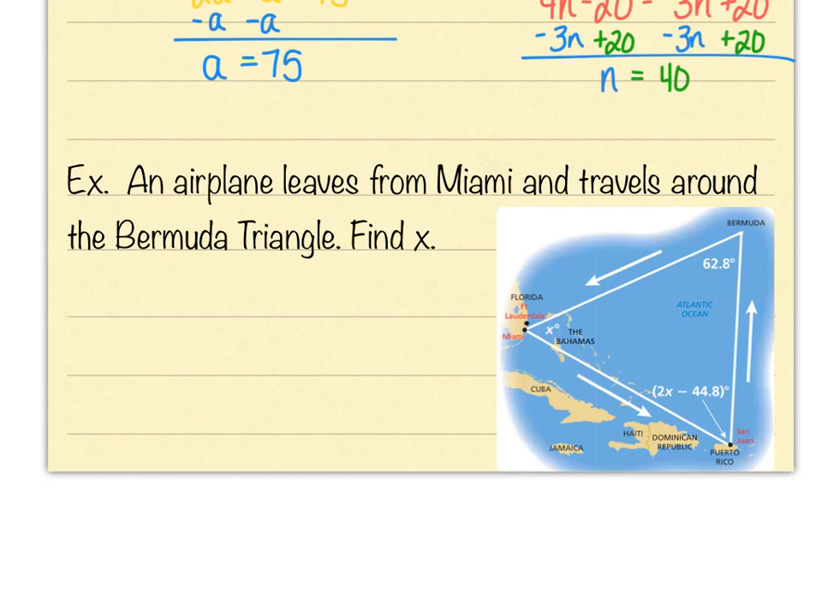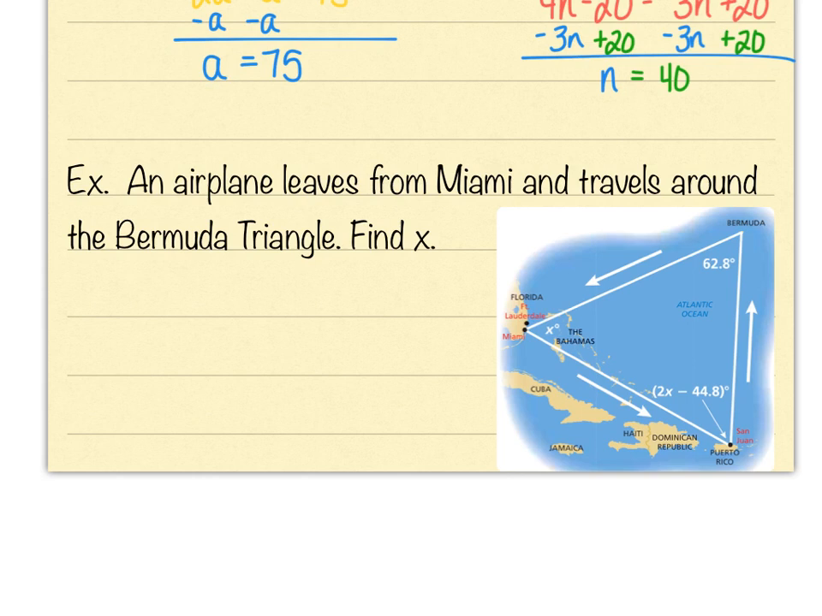So in this example, it says an airplane leaves from Miami and travels around the Bermuda Triangle. Find x. And so for the longest time, the Bermuda Triangle was this mysterious place where ships that traveled back and forth were getting lost or they were being found sunk. And so no one ever actually knew why. It was just kind of a mysterious place. And so now we have GPS and we can kind of have a better grasp on how to navigate.